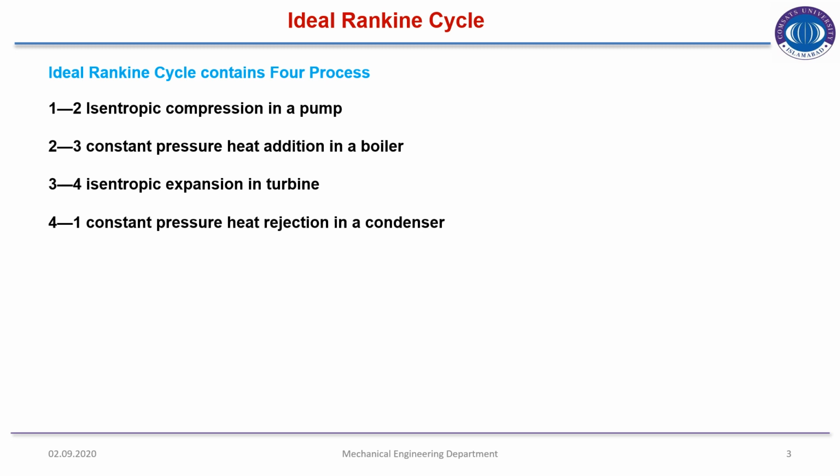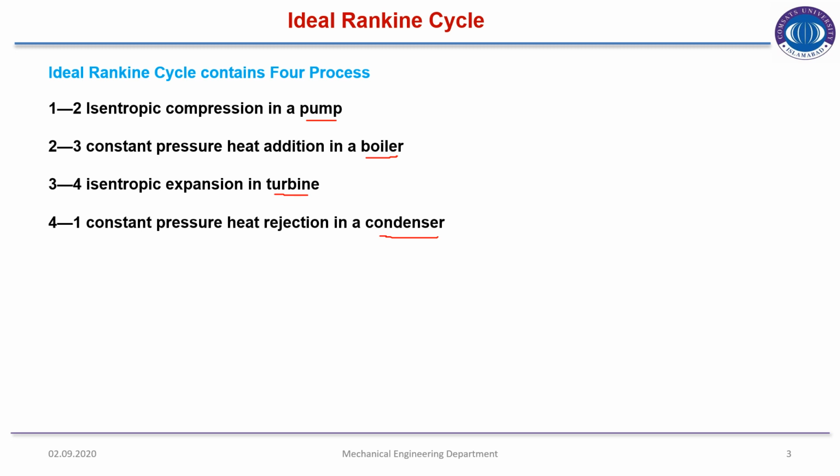So in the previous lecture we have already discussed the processes that are involved in the ideal Rankine cycle. So there are four processes. And there are also four components that are the main component of ideal Rankine cycle. So the first one is pump, second is boiler, third is turbine, and the fourth one is condenser.